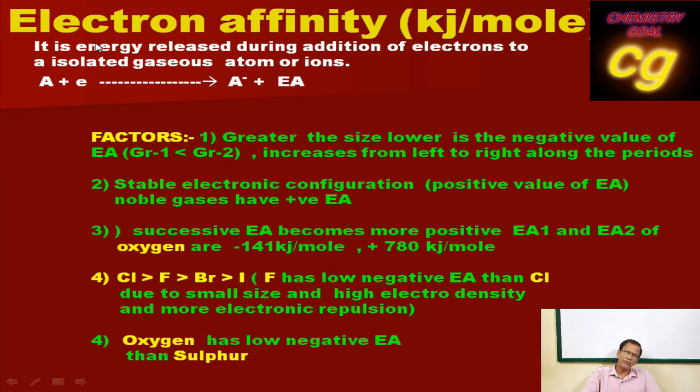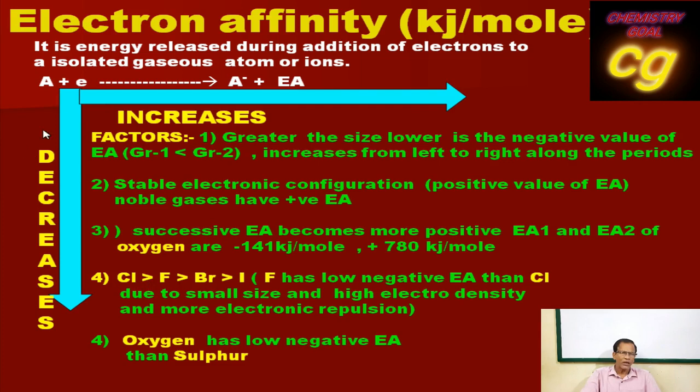The unit of electron affinity is the same as ionization energy, that is kilojoule per mole. For example, you see A plus e changes to A minus. Here the amount of energy released due to attraction is called electron affinity. Then how it changes along the group and periods, let us discuss. Along the group, as size increases, attraction decreases, so less energy is released. This is the cause. More size, lower electron affinity. From left to right, size decreases, so attraction increases, so electron affinity increases. This is just the same as ionization energy: from top to bottom it decreases and from left to right it increases.